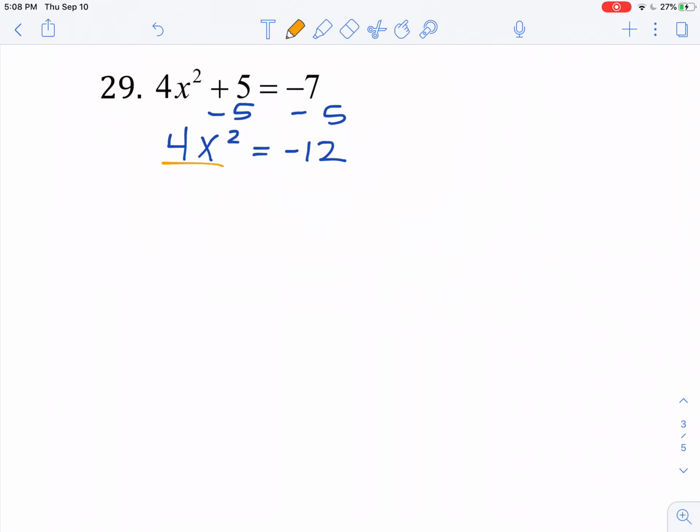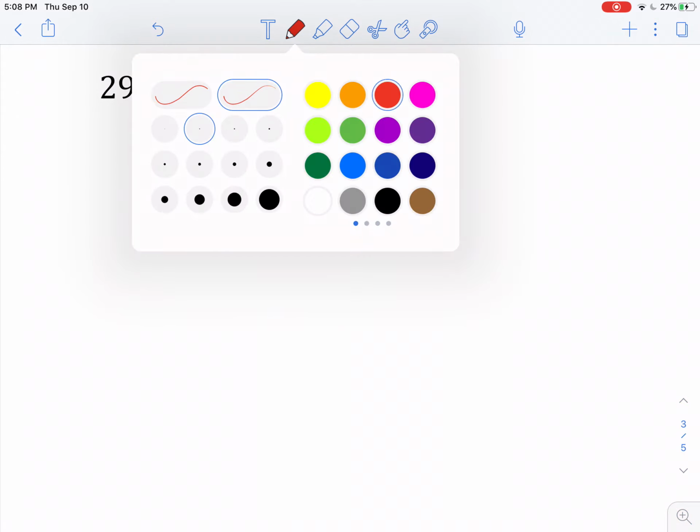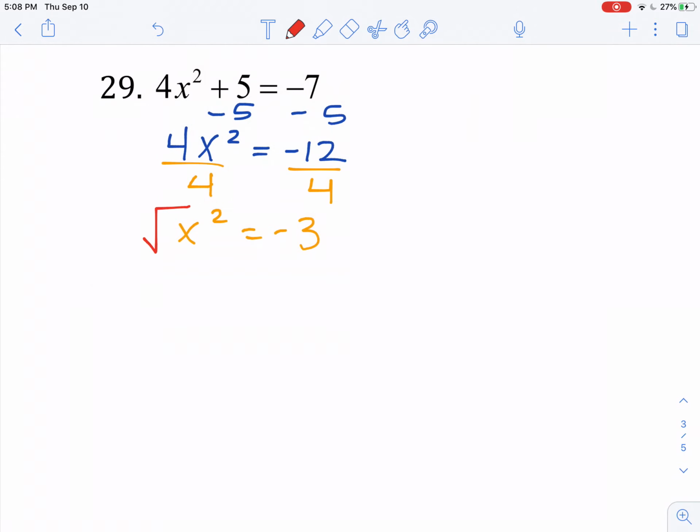Next, I'm going to divide by 4, again trying to get x squared by itself. So we get x squared equals negative 3. And now I'm going to square root both sides to try to get rid of that squared on x. So we get x equals plus or minus radical negative 3.